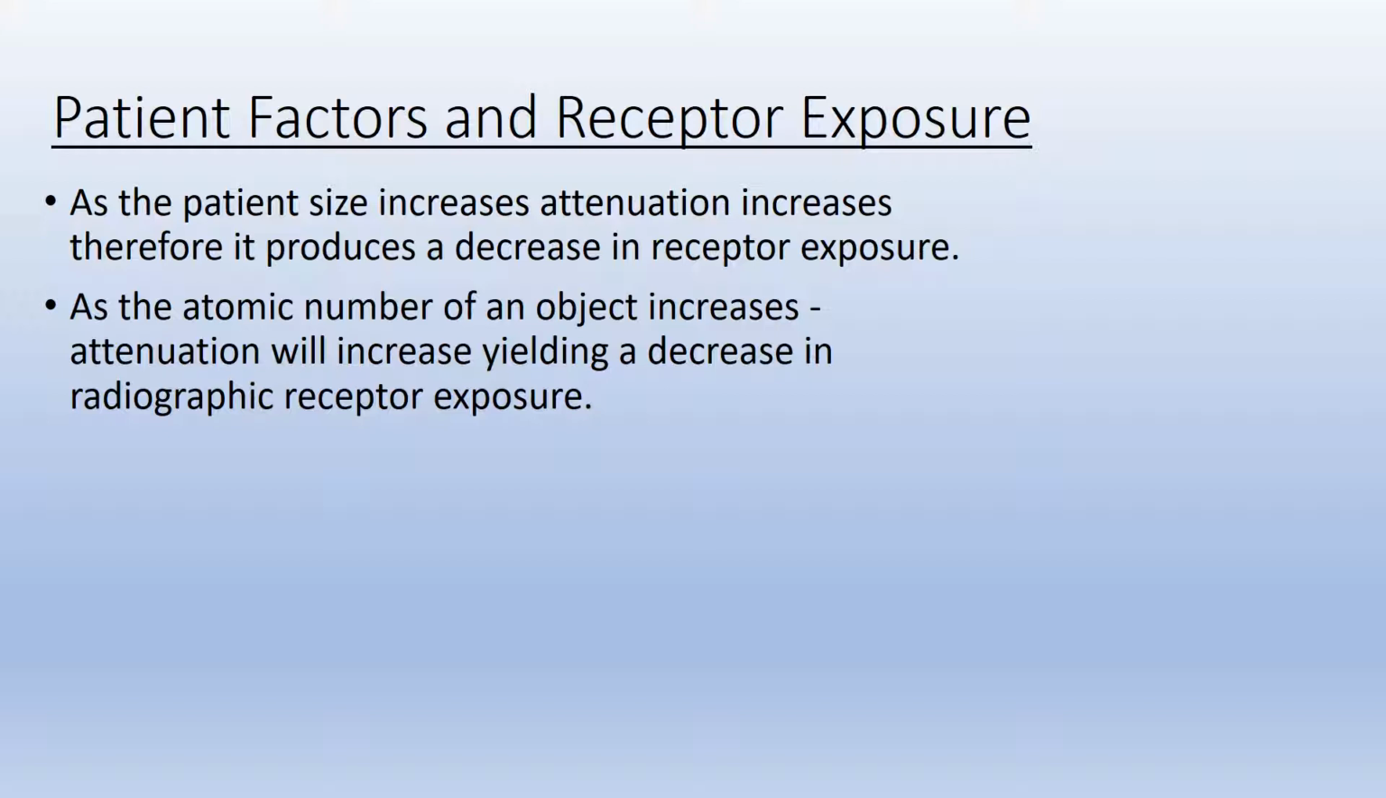As the patient size increases, attenuation increases. Therefore, it produces a decrease in receptor exposure. As the atomic number of an object increases, attenuation will increase, yielding an overall decrease in radiographic receptor exposure.